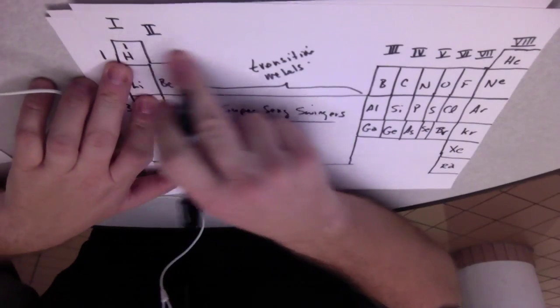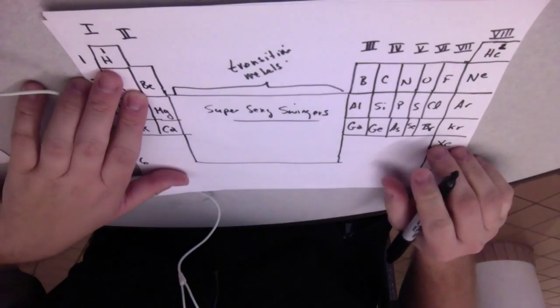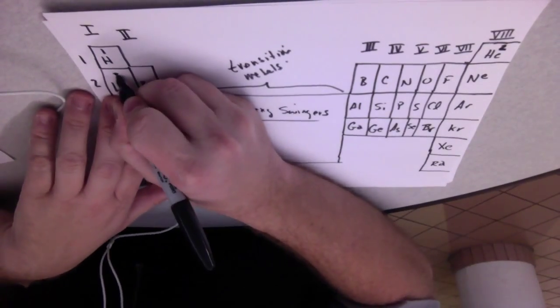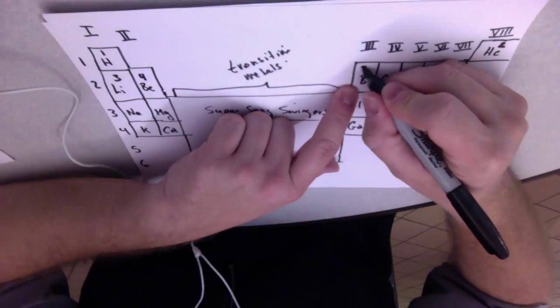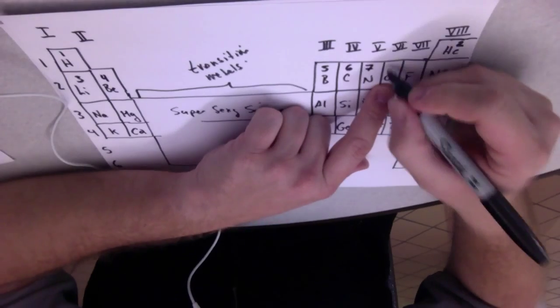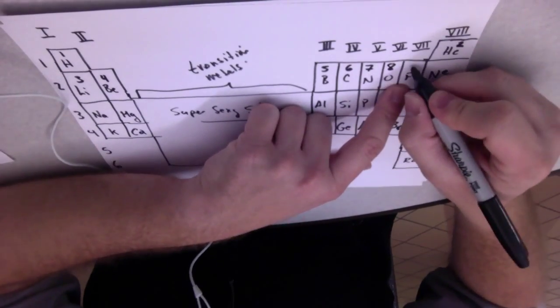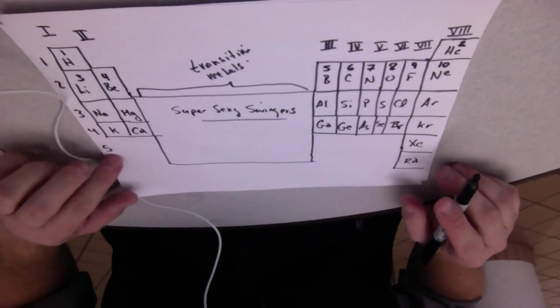Okay, and then moving along the first period, I go to helium. Helium has an atomic number of 2. Lithium has an atomic number of 3. Beryllium 4. Boron 5. Carbon 6. Nitrogen 7. Oxygen 8. Fluorine 9. And neon 10. Okay, so we'll talk about the first 10.